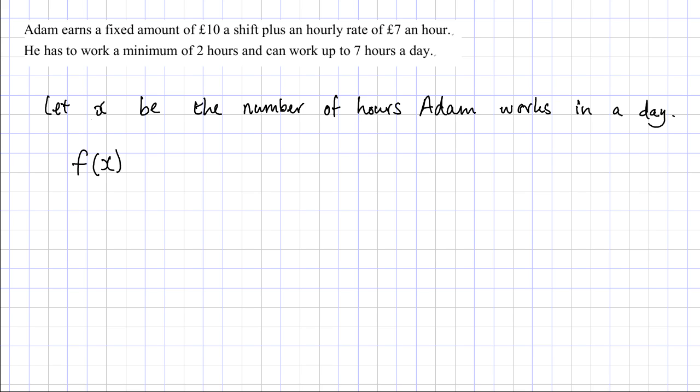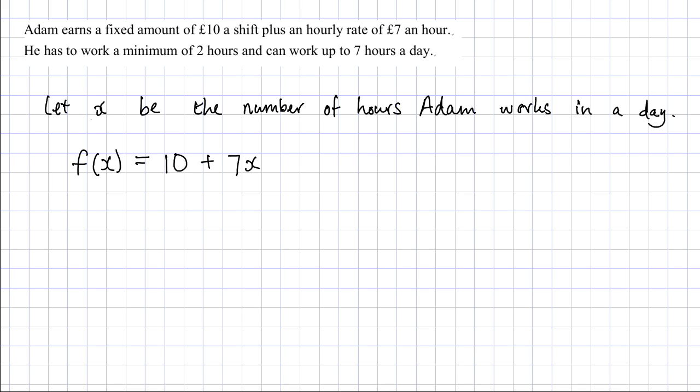So remember, this is where I input. So I input the number of hours he works, and I want to be able to find the amount he earns. So he earns a rate of £10 in a shift plus an hourly rate of £7 an hour. So he's always going to get his £10 in a day plus £7 an hour. Now, how many hours he works? He works x number of hours. So we have £10 plus 7 times the number of hours.